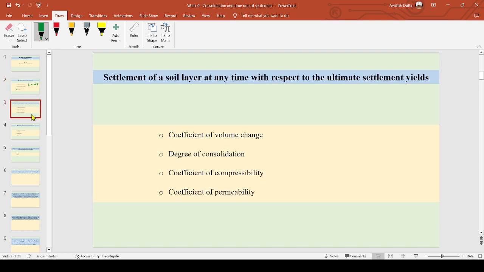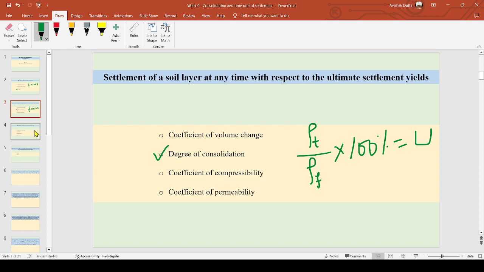Settlement of a soil layer at any time with respect to the ultimate settlement yields what? Degree of consolidation. Yes. Settlement at any time, let it be rho t, divided by the ultimate settlement, the final settlement rho f, into 100% will give us the degree of consolidation. Okay, good. Next question.